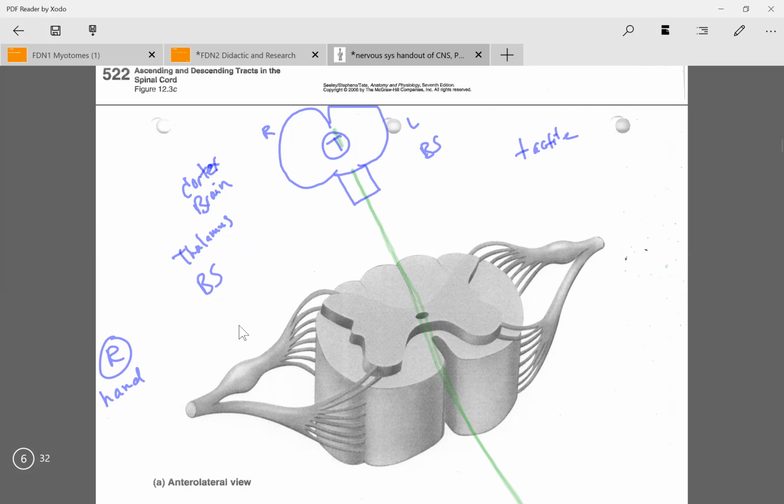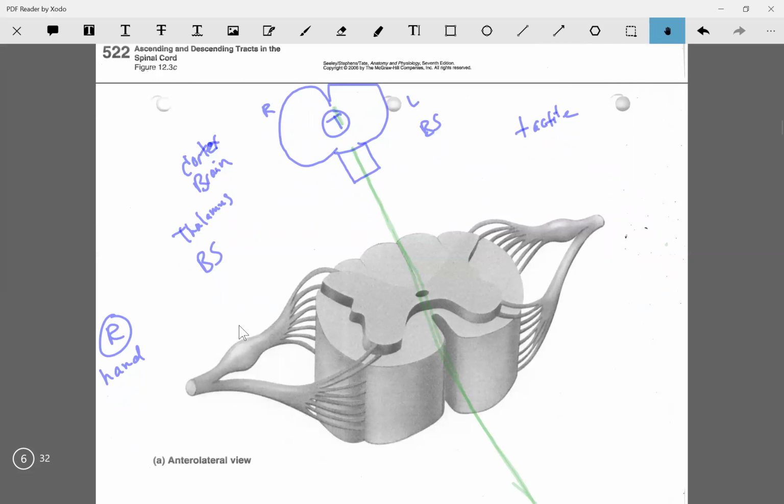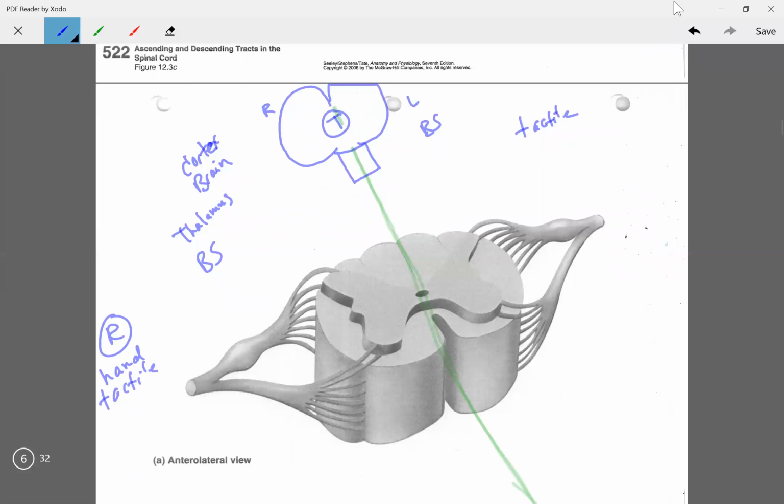All right, so let me get to my markers here. Okay, so this is the hand. And because it is tactile, okay, remember we have the fasciculus gracilis and the fasciculus cuneatus. All right, I'm going to erase those because it's too busy.